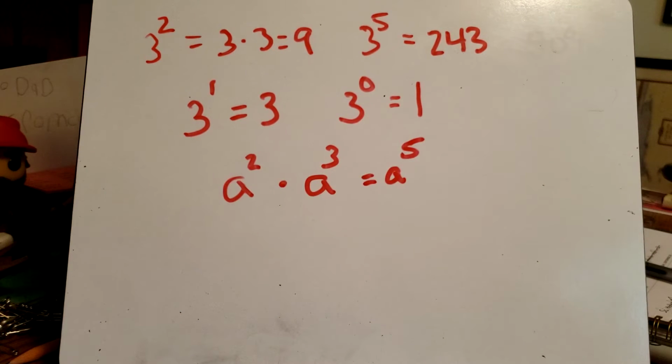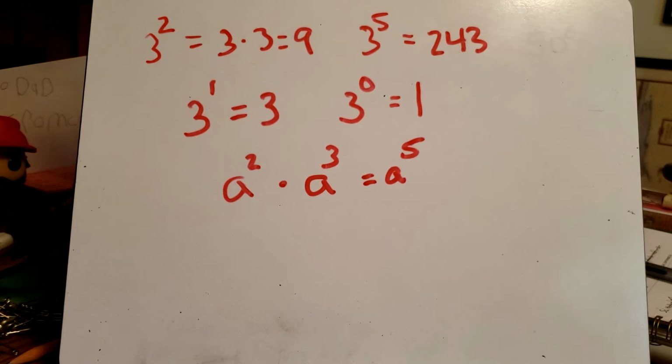Okay? So when you're multiplying two things that are the same, you can add their exponents. So you could do the same thing if that a was a 3. If it was 3 to the second and 3 to the third, that could become 3 to the fifth.